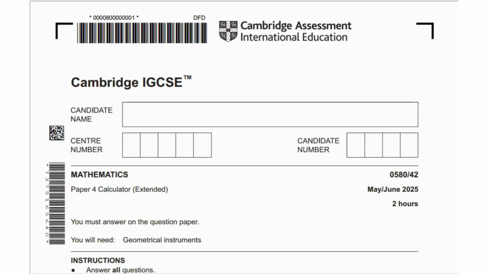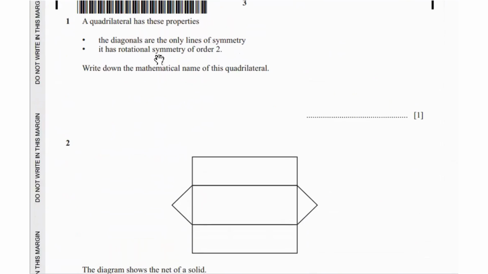So without further delay, let's start with this one. It says a quadrilateral has these properties. The diagonals are the only lines of symmetry. It has rotational symmetry of order 2. Write down the mathematical name of this quadrilateral.